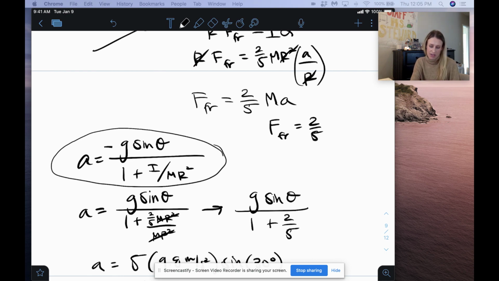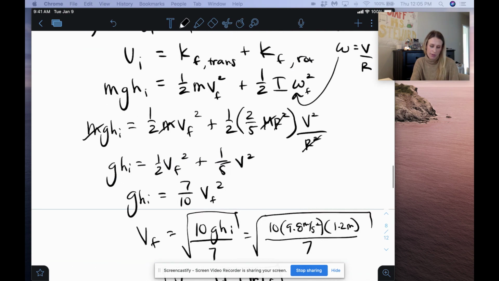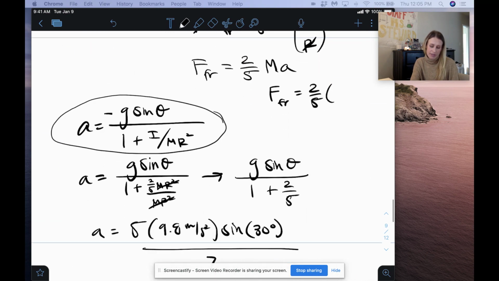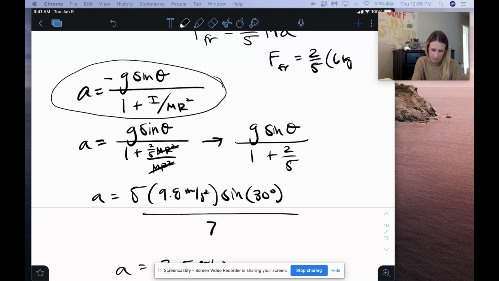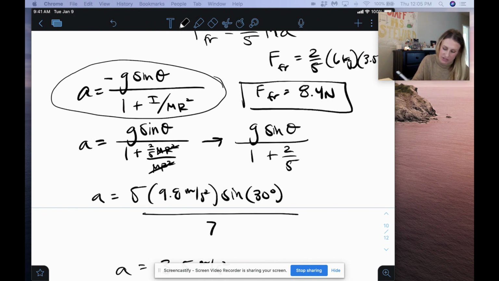So I end up getting 2/5 times m, which they give me is 6 kilograms, times acceleration, which I just found to be 3.5 meters per second squared. And so force of friction ends up being, finally, 8.4 newtons. And I know that my direction for this force of friction is up the ramp because that is what causes it to then rotate in the direction that it does.